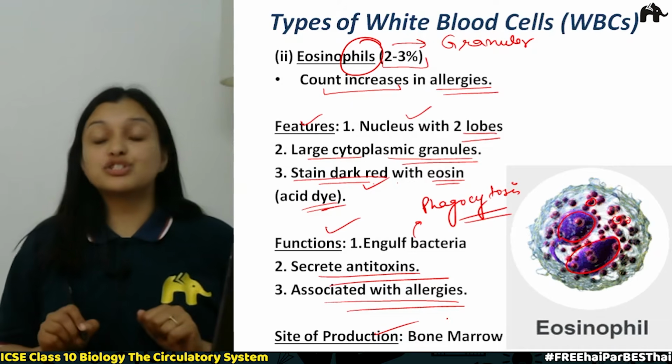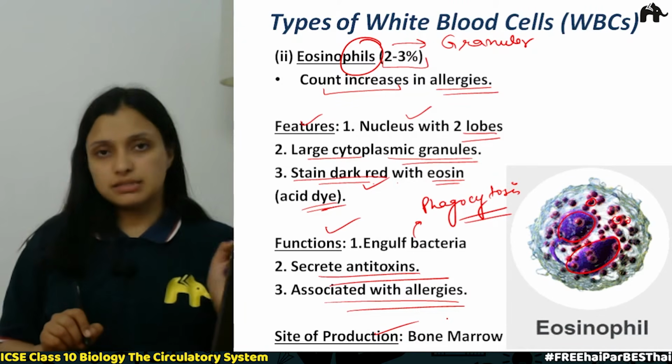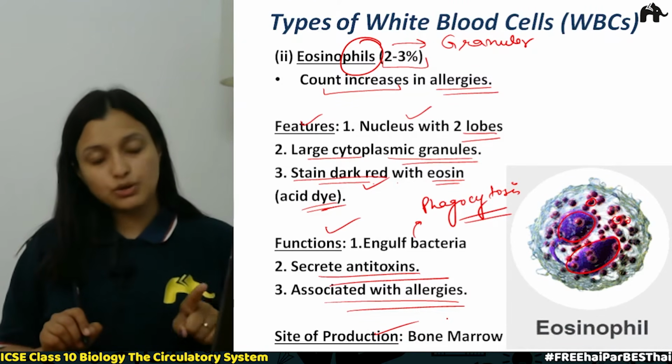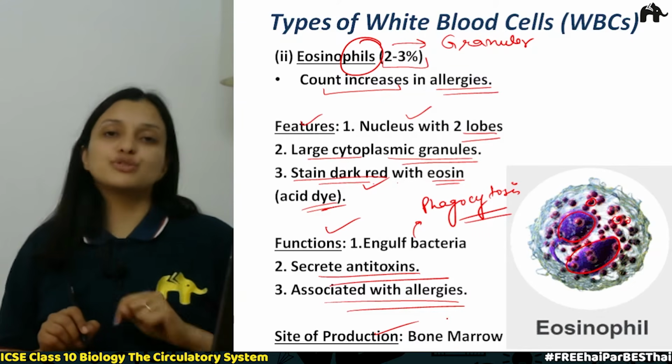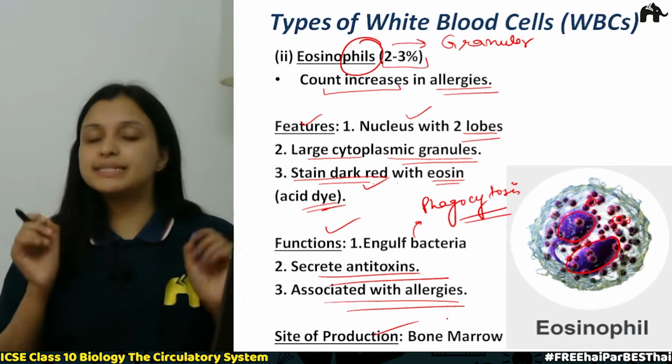What is the site of production of eosinophils? Again, as in the case of neutrophils, it is bone marrow. So eosinophils are also produced in bone marrow. Okay, I hope this is clear.